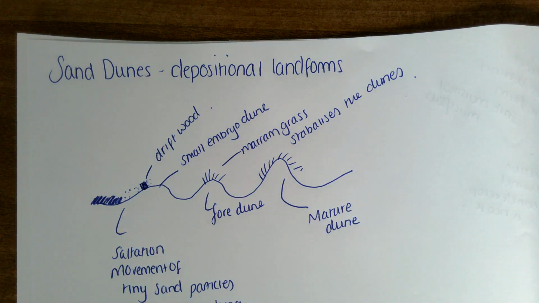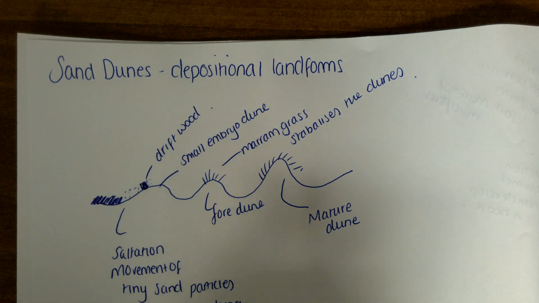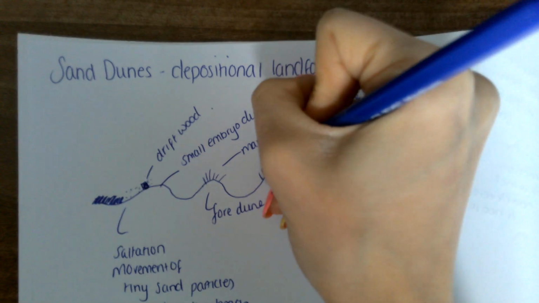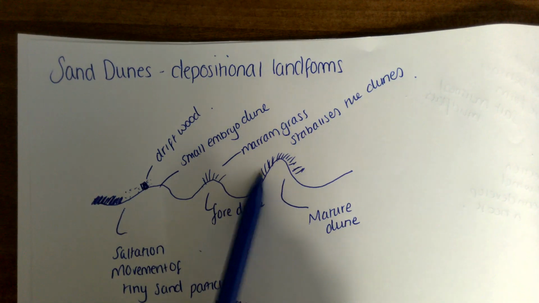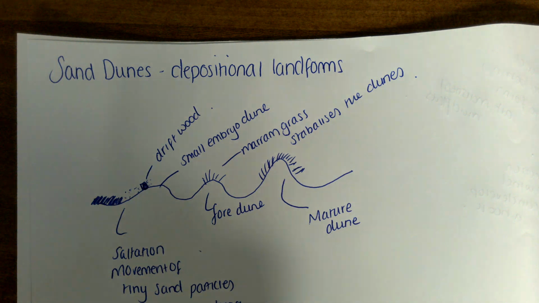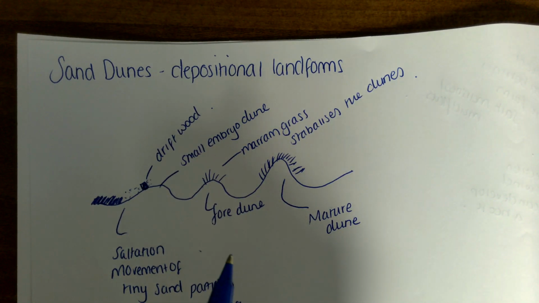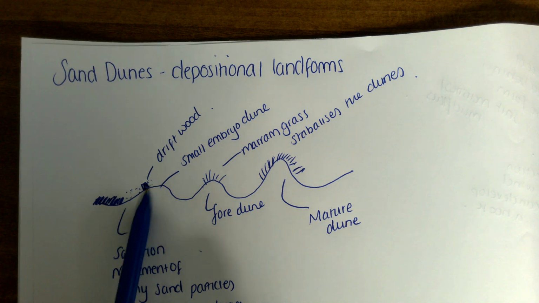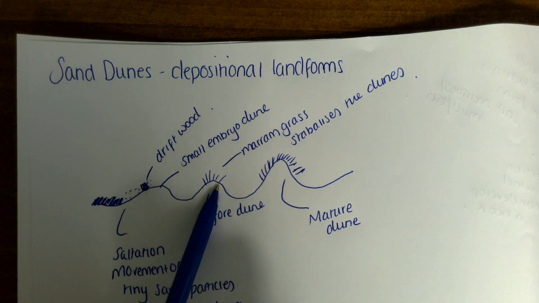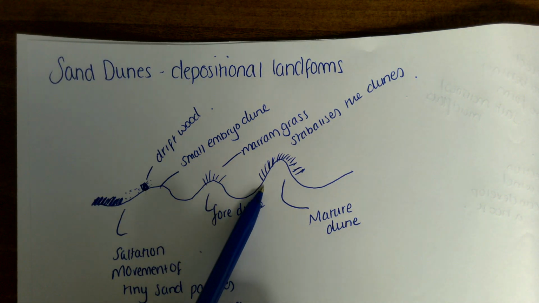So this dune here is called a mature dune, and eventually that will turn into that, where you've got more vegetation sticking out of it. It's building up, remember, because more sand is accumulating around the dune. And new embryo dunes then form in front. So this process will get bigger. Then it becomes a foredune, then it becomes a mature dune.